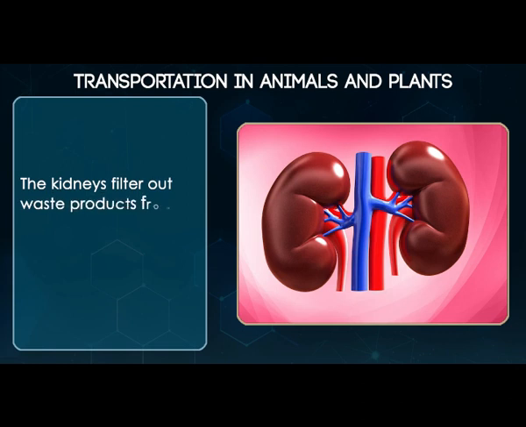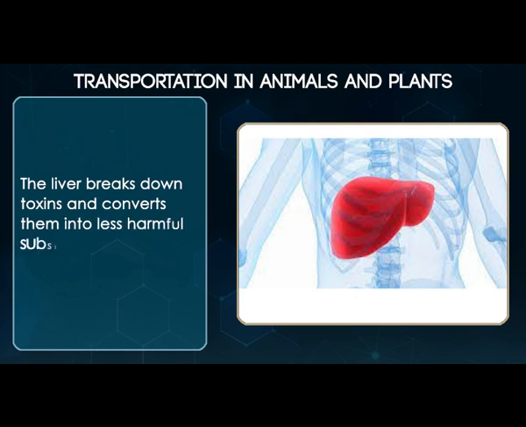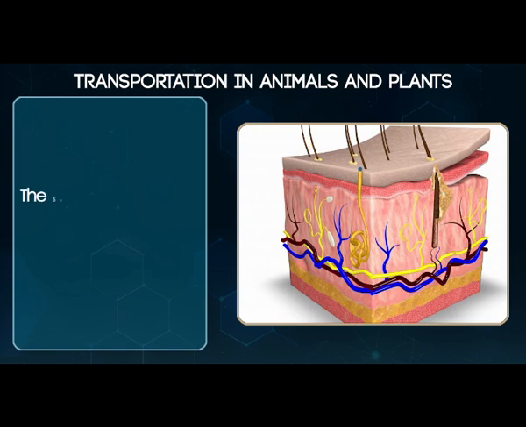The kidneys filter out waste products from the blood and produce urine. The liver breaks down toxins and converts them into less harmful substances. The skin removes excess salt and water through sweat.